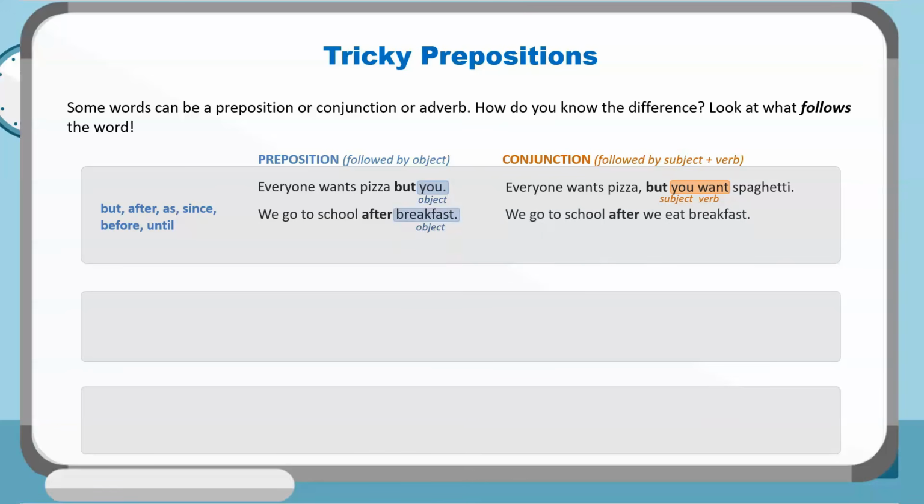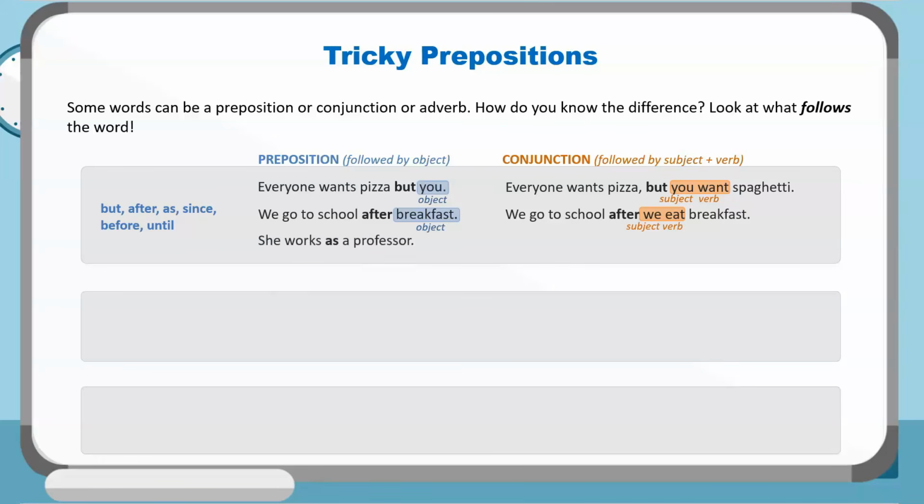This sentence is a little similar. We go to school after we eat breakfast. But in this sentence, we see that after is followed by the subject and verb, we eat. Because there's a subject and verb that directly follows it, we know that it's not a preposition in this sentence and therefore is a conjunction.